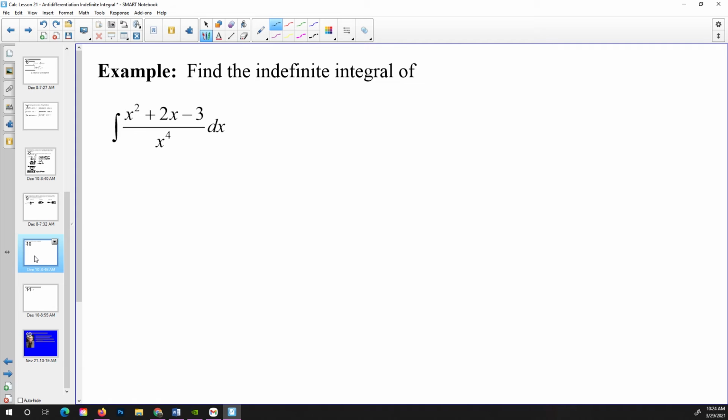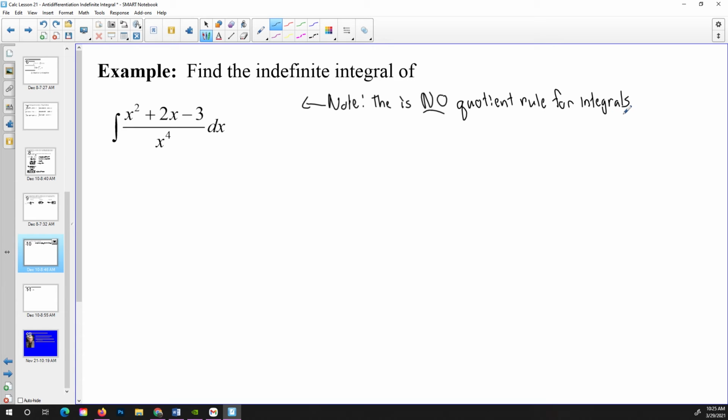Next, find the indefinite integral of this given function here. So in the numerator it is x squared plus 2x minus 3, all over x to the 4th. Now again, we have a quotient. And again, note there is no quotient rule for integrals.